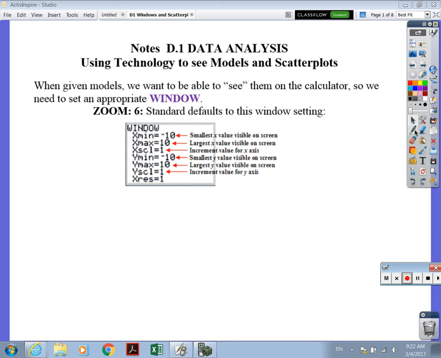All right, we're ready to play with some data. It says here, when you're given models, we want to be able to see the actual useful part of it on the calculator, so we need to set the window. Zoom 6, Zoom Standard is a good thing to know. It always resets you to go from -10 to 10, but that's not what we want in an application.